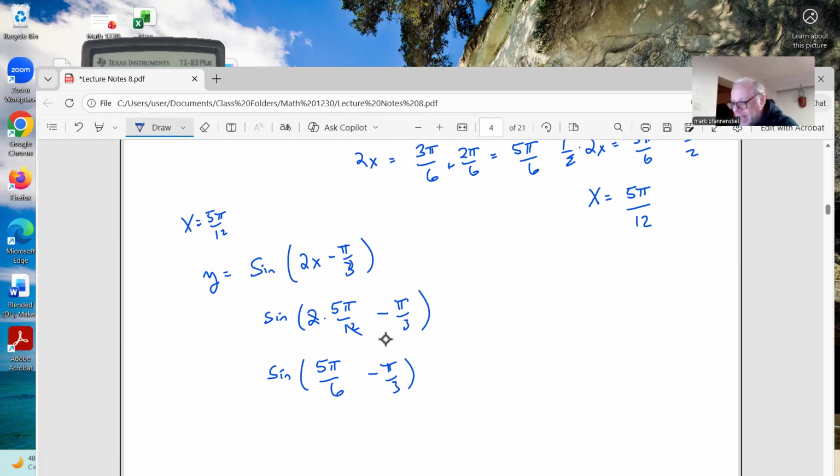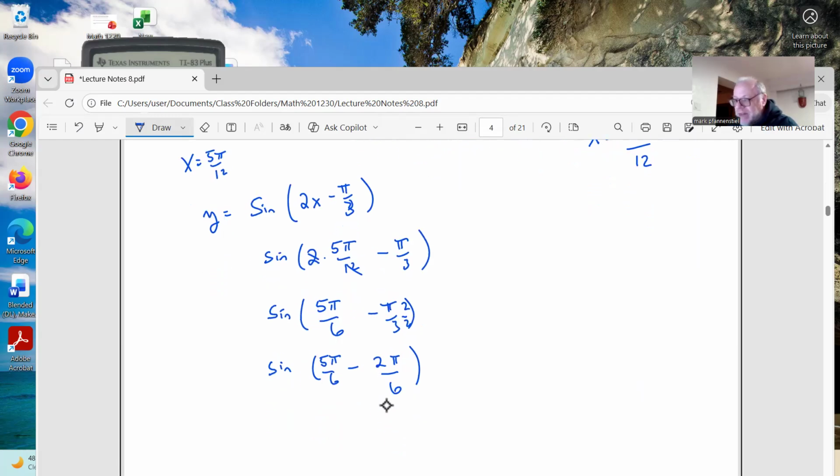So that's going to be sine of 5 pi over 6 minus, if I multiply 2 over 2 here, minus 2 pi over 6. 5 pi over 6 minus 2 pi over 6. That should be the sine of 5 minus 2 is 3 pi over 6. If I didn't know any better, I would swear that that's the sine of pi over 2. What's the sine of pi over 2? Oh, it's 1. We should know that. And that's how I'm going to go through and do all of these little problems.